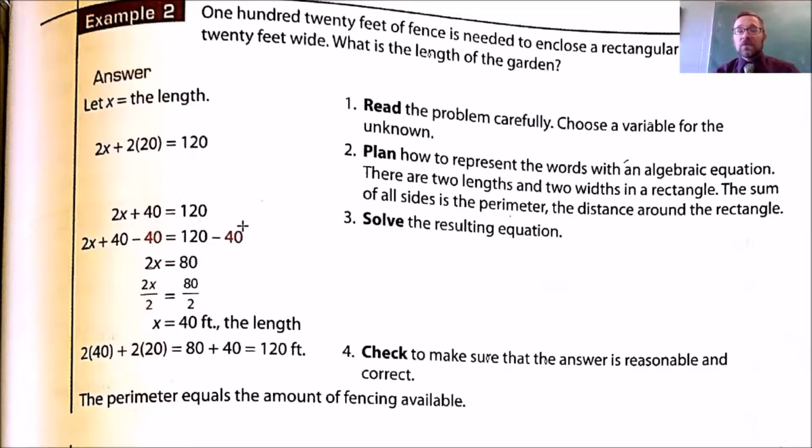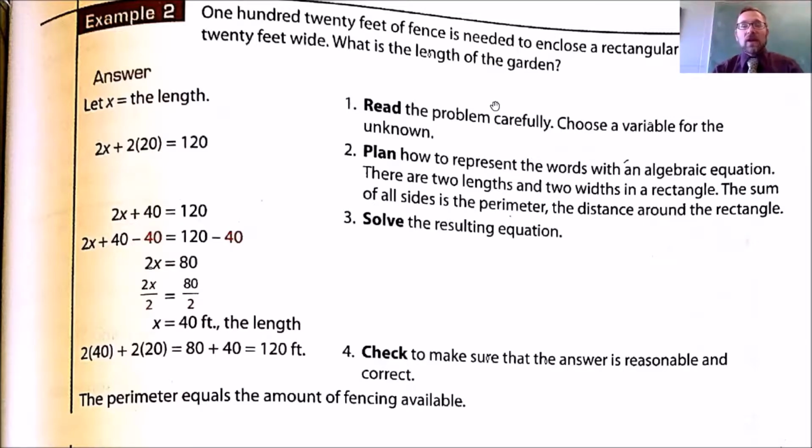Okay. So this is telling us about all the way around the garden. So you're going to have 2 widths and 2 lengths. So that's where they get this 2 times. And they say that it is 120 feet all the way around. So this is a good old perimeter.